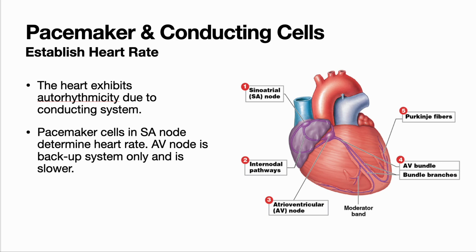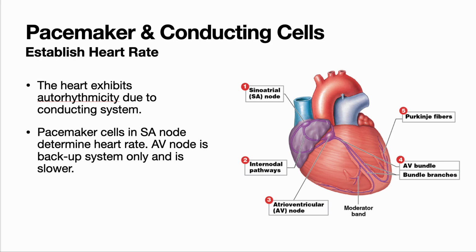So let's just start by talking about the pacemaker of the heart, which is really the sinoatrial or SA node. This is where the autorhythmicity of the heart comes from. So these pacemaker cells spontaneously depolarize, creating a rhythm for the heart.